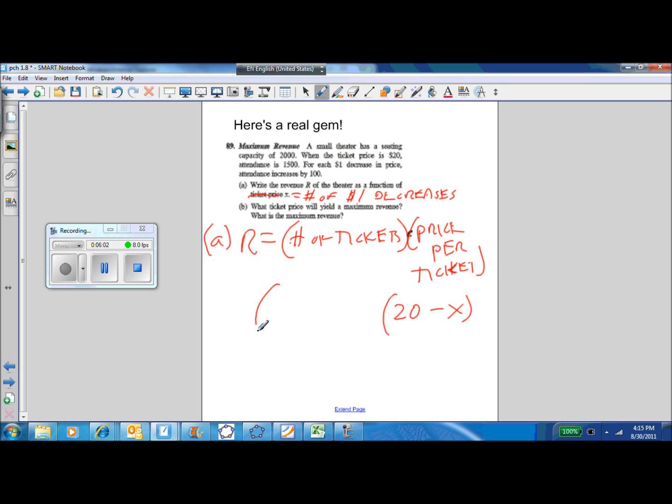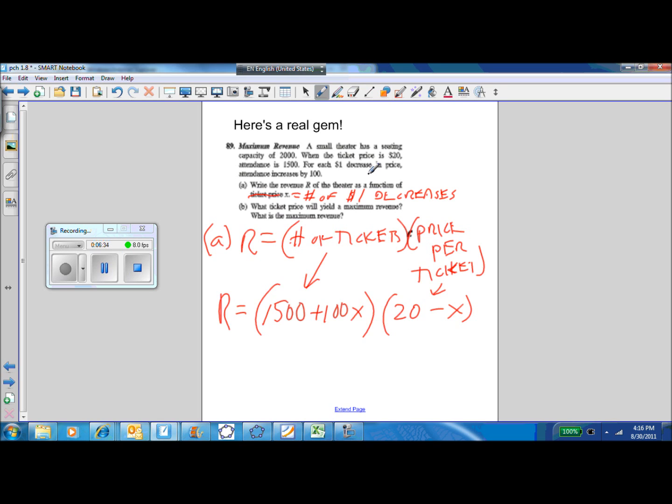Now the number of tickets, though, as we decrease the price, we get more people signed up. For each dollar decrease in price, attendance increased by 100. So we might have started off with initially 1,500 people, each paying $20. But now we're going to add on 100 people for every time we lower the price by $1. So the number of tickets is 1,500 plus 100x. That's an increasing function, and the price is a decreasing linear function.